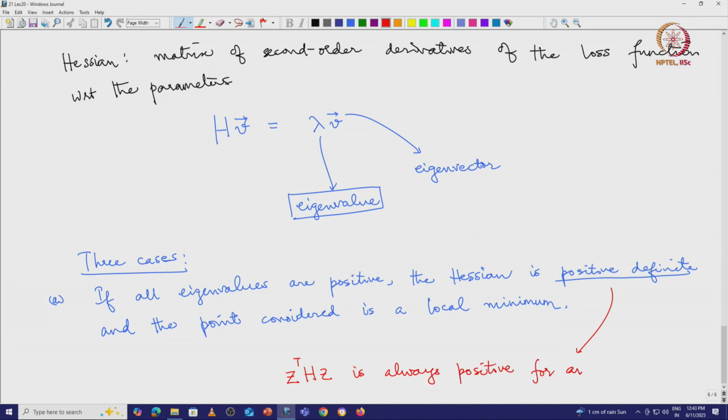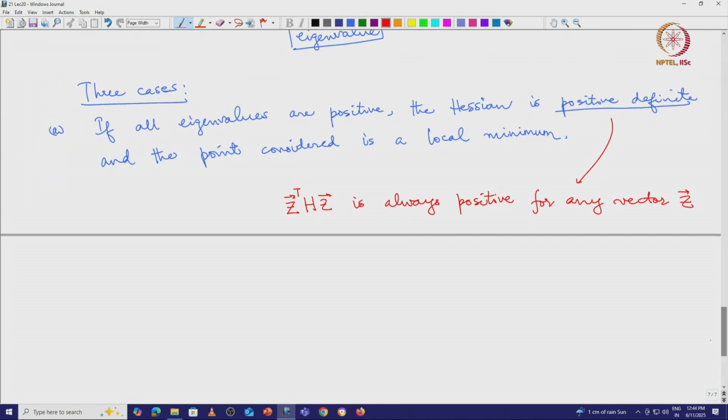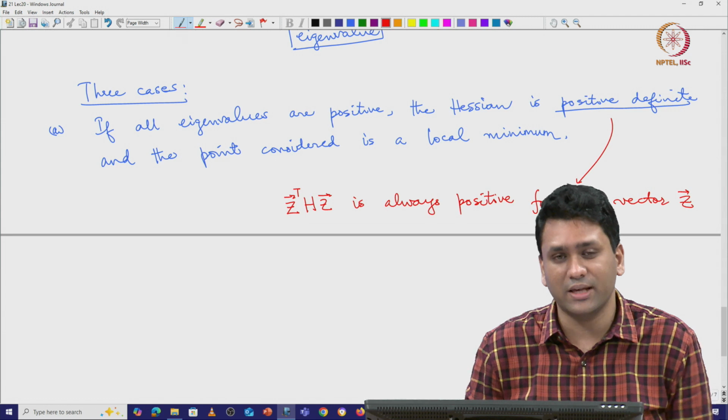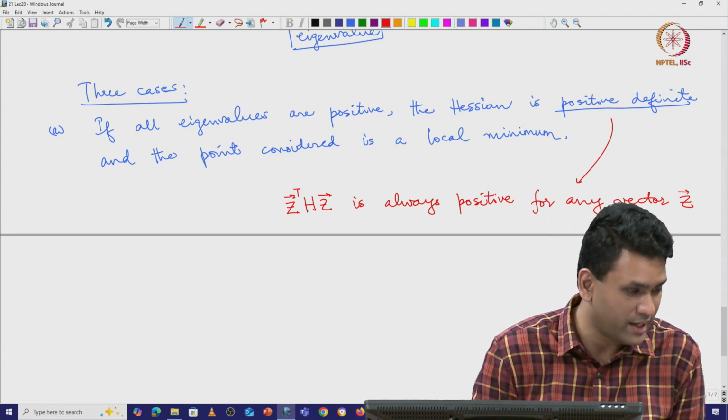For any vector z for which this product is defined, and you can put these arrows here if you would like. So, that is the meaning of positive definite. The second case corresponds to when the eigenvalues are all negative, and then we have the case when some of the eigenvalues are positive and some of them are negative.